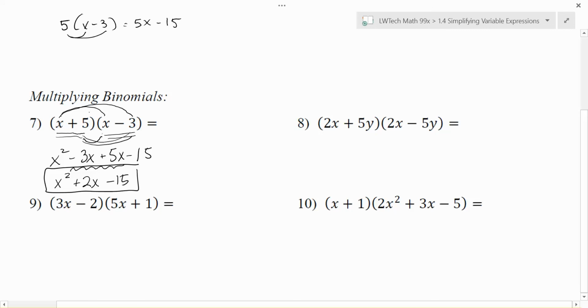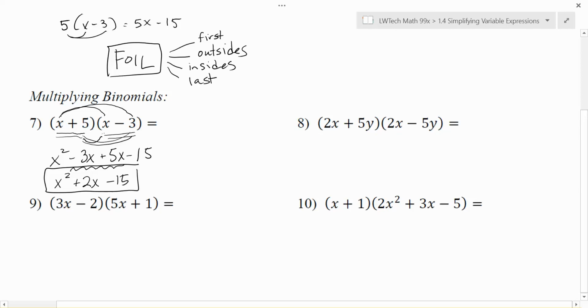This process of the distributive property of each of those things is often referred to by many math instructors as the FOIL method. The reason that they use this crazy term is F means we're going to multiply the first thing in each set of parentheses, so x times x. O means that we're going to multiply the things on the outsides of the parentheses, so the x and the minus 3. The I means we're going to multiply the insides of the parentheses, so the 5 times the x. And the L means we're going to multiply the last things in each of the sets of parentheses, so 5 times the minus 3.